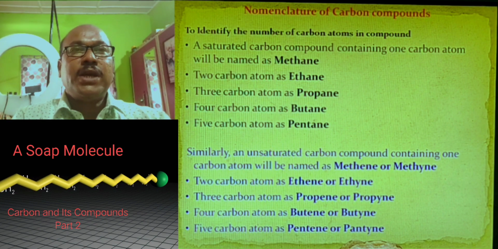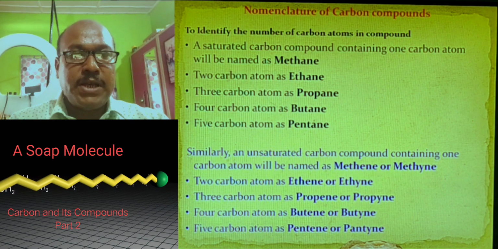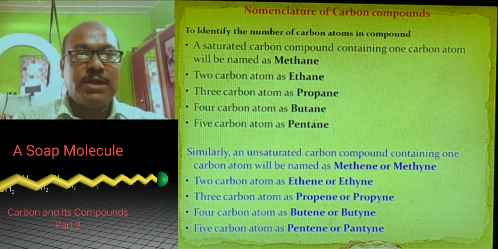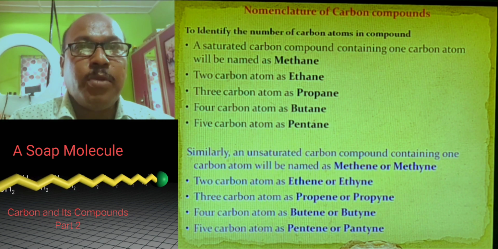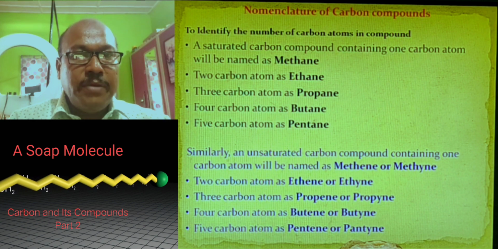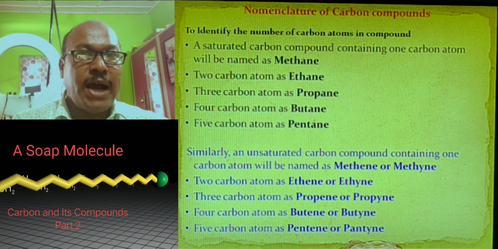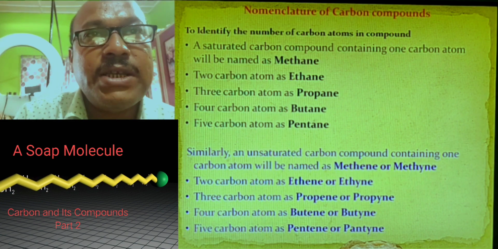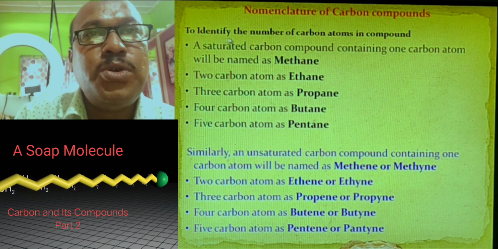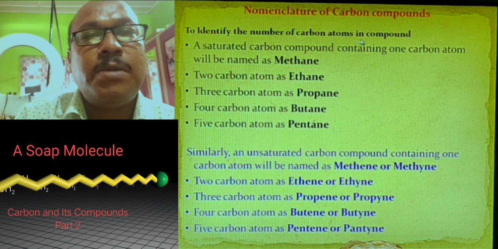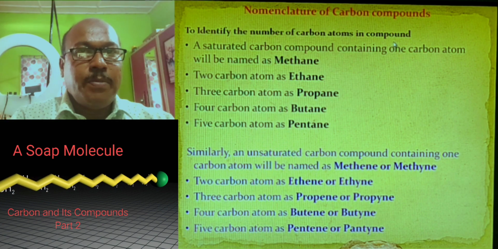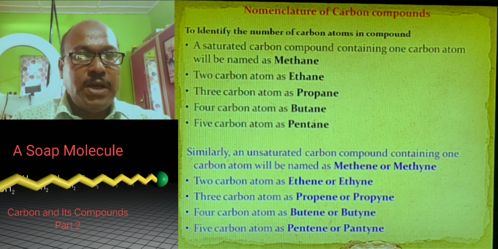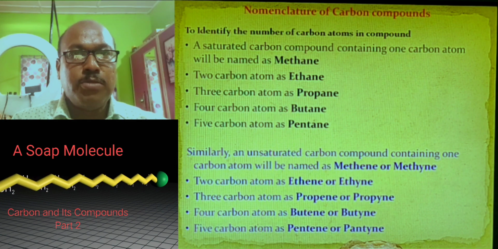Now the nomenclature of carbon compounds, which is in your textbook after the homologous series. How can we name the carbon compounds? To give a proper scientific name to carbon compounds, we have to identify the number of carbon atoms present in the compound. As written at the beginning, we identify the number of carbon atoms in a compound. For example, in a saturated hydrocarbon, if we count the number of carbon atoms present, it will help us to give its name.